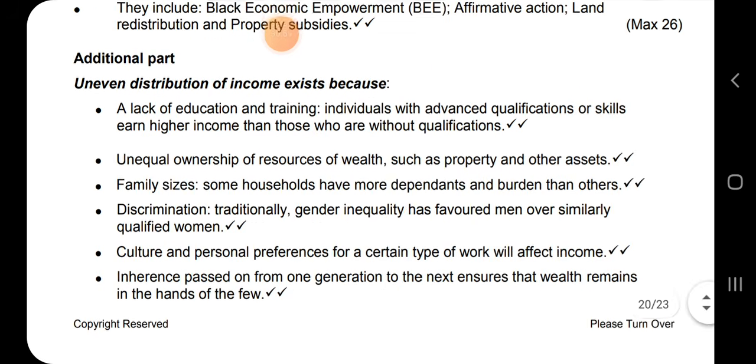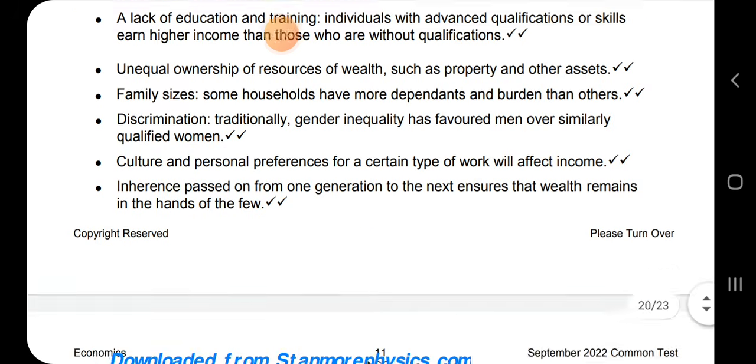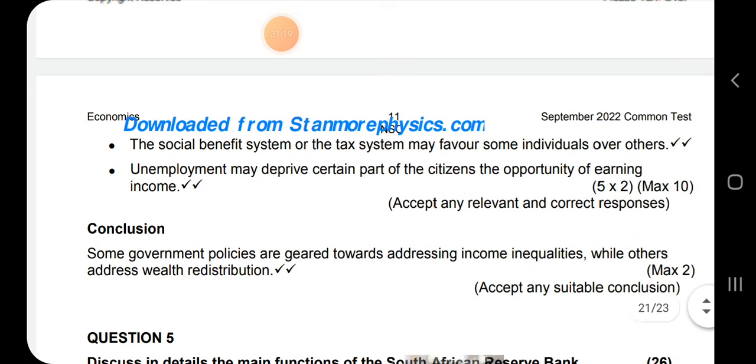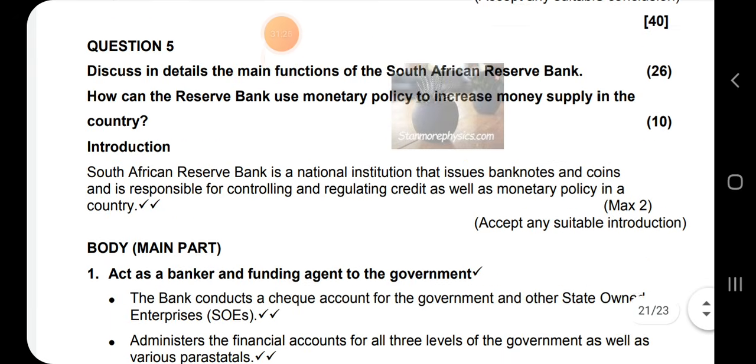And then for the additional part, uneven distribution of income exists because of lack of education and training, unequal ownership of resources and wealth, family sizes, discrimination, culture and personal preferences, or inheritance passed on from one generation to the next, which ensures that wealth remains in the hands of the few. Or apartheid. And then the conclusion says some government policies are geared towards addressing economic inequality while others address wealth redistribution. It's an opinion or a fact.